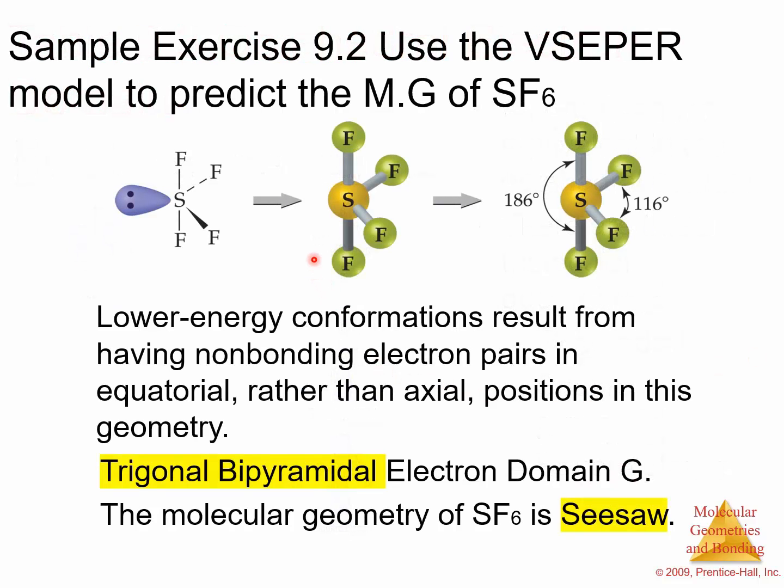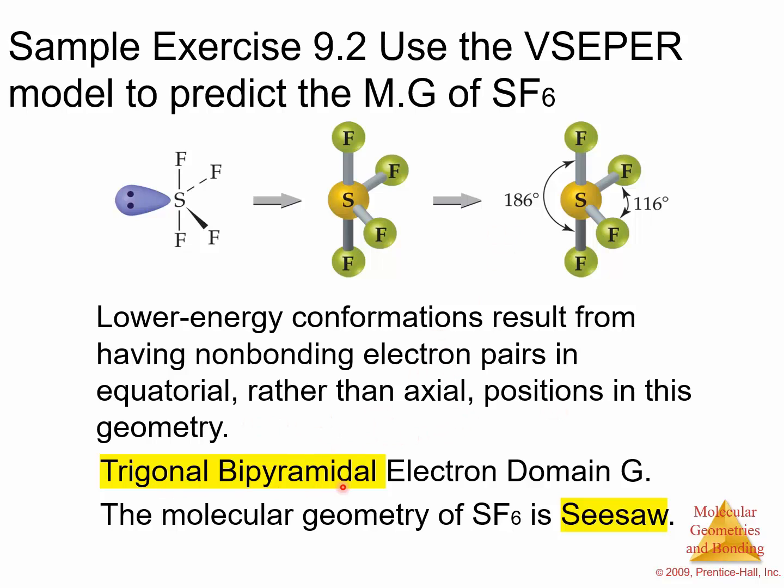Now let's see this sample exercise. Use the VSEPR model to predict the molecular geometry of SF4. Draw the Lewis structure as we learned and place all the atoms around the central atom so that you have a lower energy conformation, resulting from having non-bonding electron pairs in equatorial positions. As we said, we always put the non-bonding electron pair in equatorial because this will give us lower energy conformations.